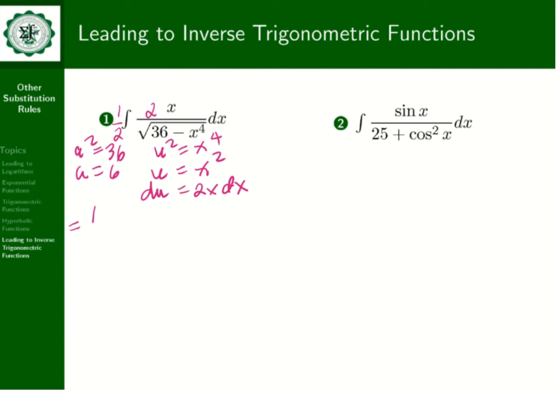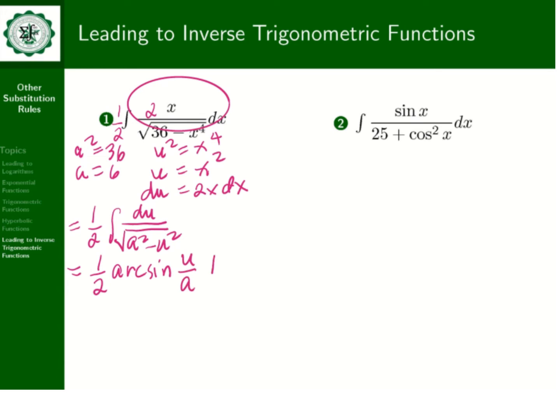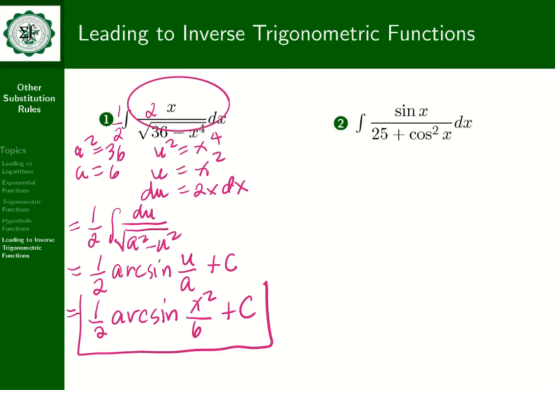So for the substitution, our given becomes 1/2 integral of 2x dx becomes du, while the denominator becomes square root of a squared minus u squared. And from our formula, this will be arc sine of u over a and then plus c. We just replace u by x squared and a by 6. So the final answer will be 1/2 arc sine of x squared over 6 plus c.